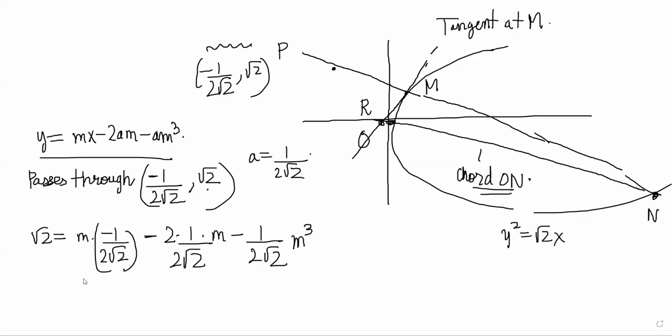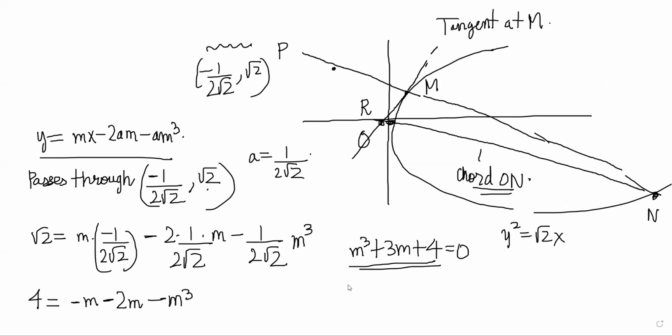So 2 root 2 can be multiplied on both sides. You will get 4 is equal to minus m minus 2m minus m cube. So we are getting m cube plus 3m plus 4 equals 0. And you can clearly see that m is equal to minus 1 is a root. And there are no other real roots. You can check that. We can factorize this like this. It will become m square minus m plus 4 multiplied by m plus 1. So m is equal to minus 1 is the only real root of this cubic.